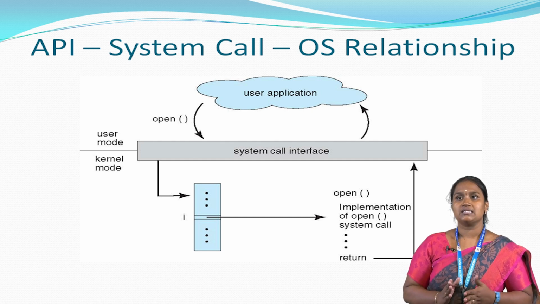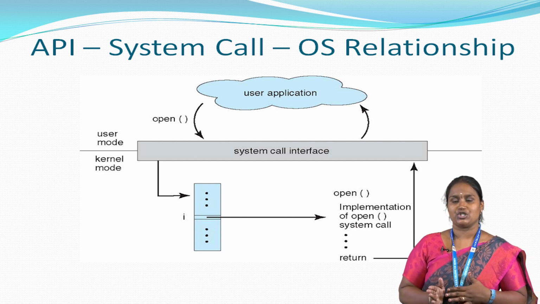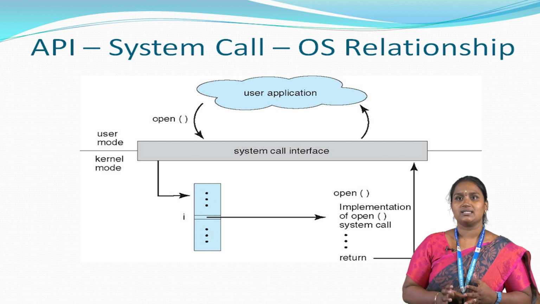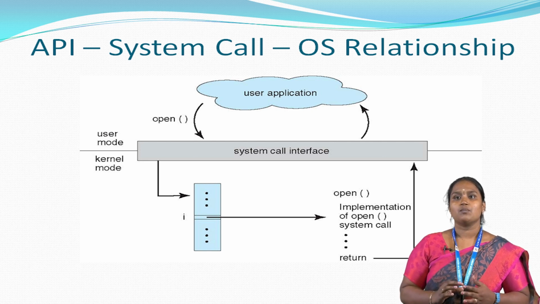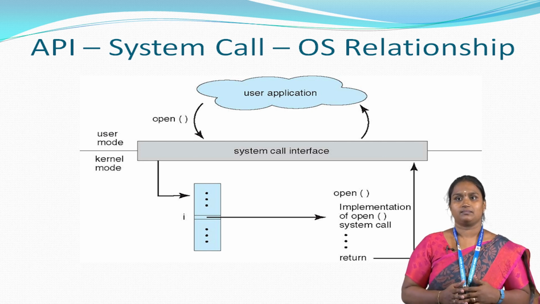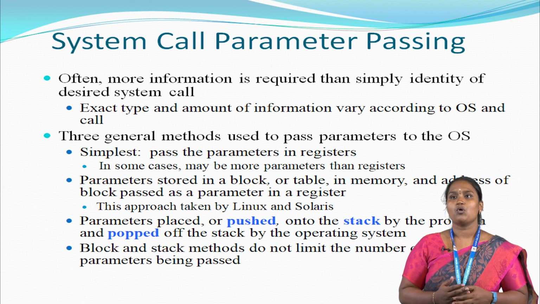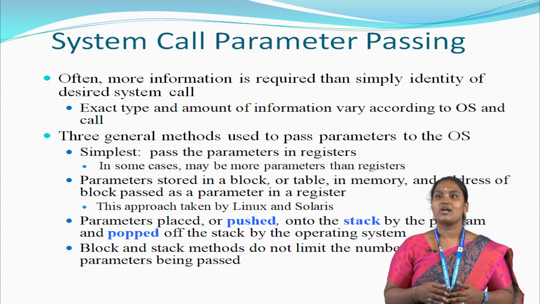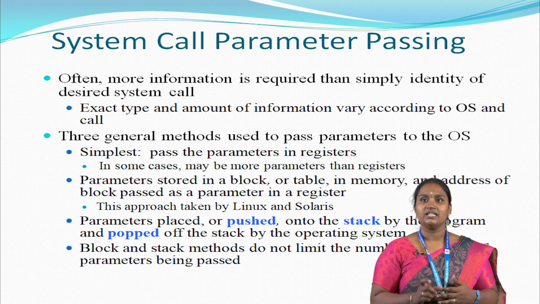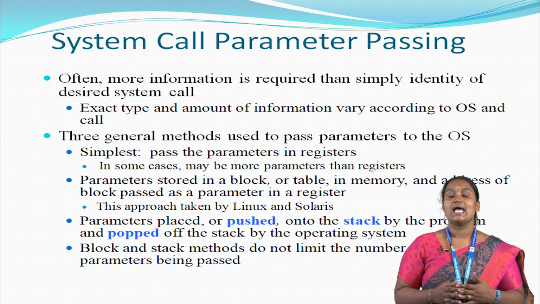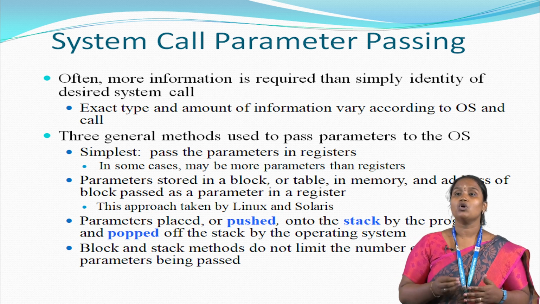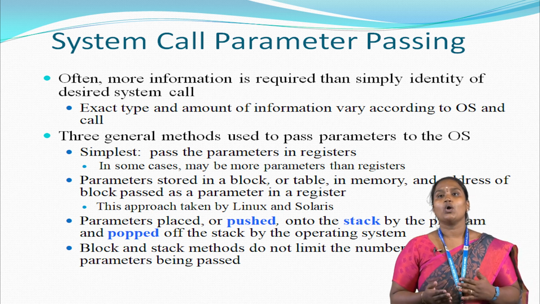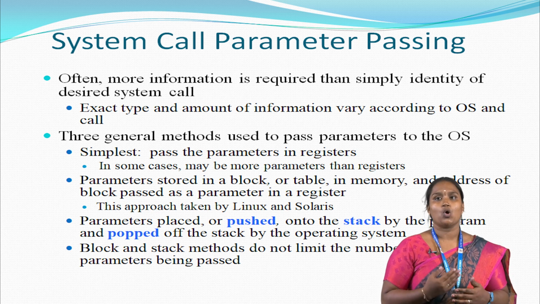The API, the system call and the OS relationship. The user application is called by the system call interface. System call parameter passing. Often, more information is required than simply the identity of the desired system call. The exact type and amount of information vary according to the operating system and call.